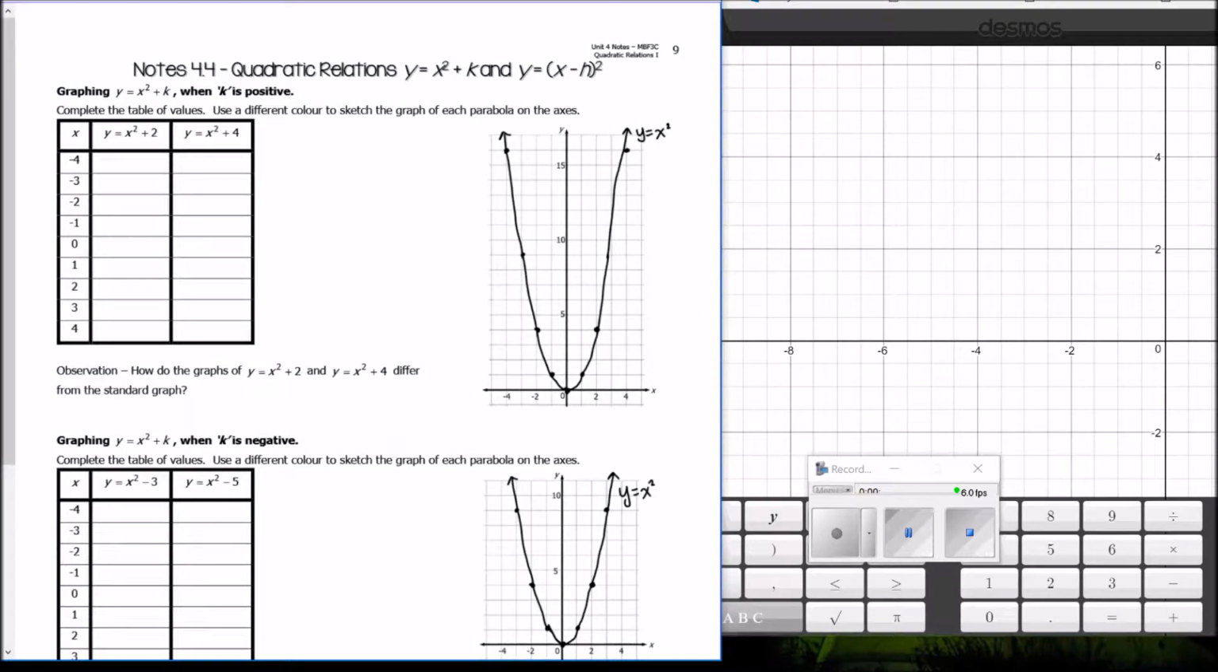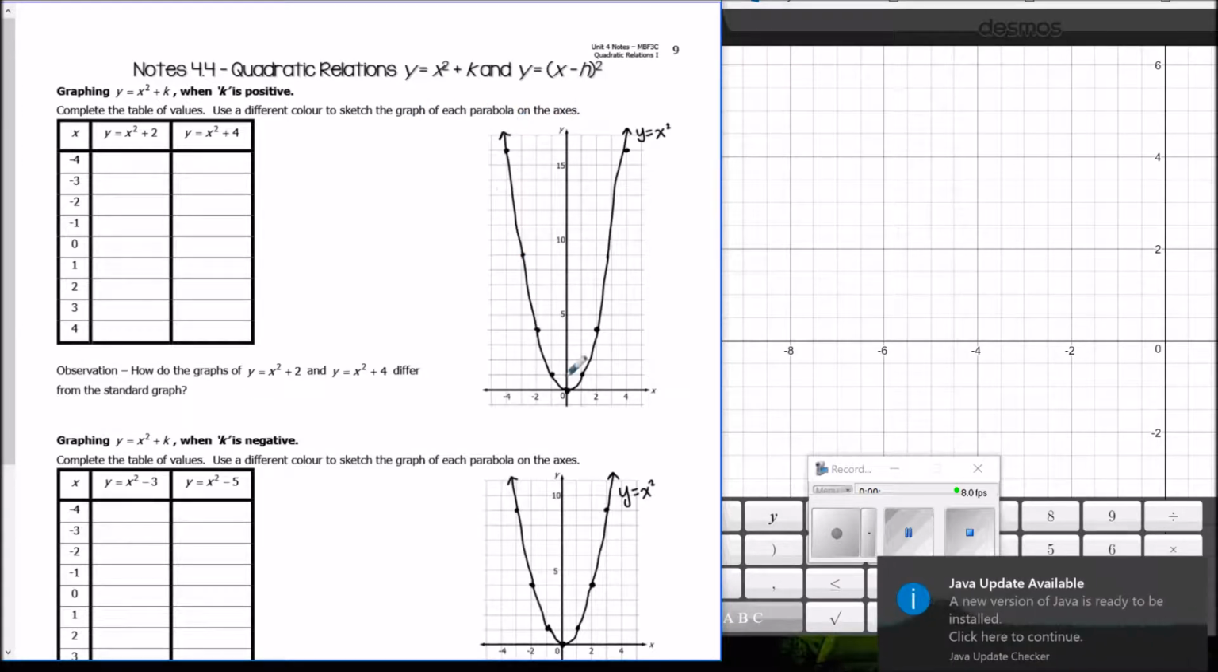Hi, ladies and gentlemen. We are looking at notes 4.4, which are on quadratic relations of the form y equals x squared plus k and y equals (x minus h) squared. So on page 9, it says we're going to look at graphing y equals x squared plus k when k is positive. So we're going to complete the table of values and use a different color to sketch the graph of each parabola on the axes.